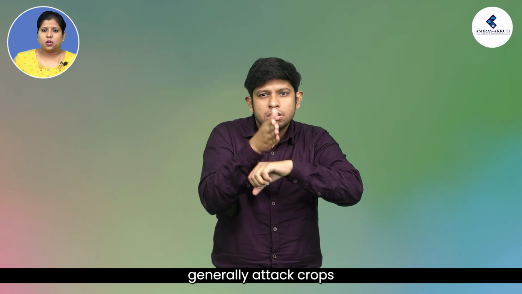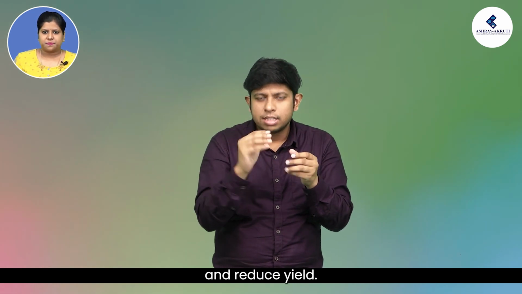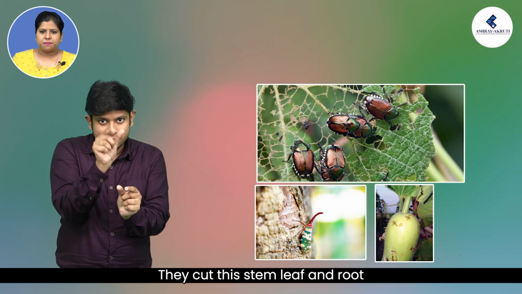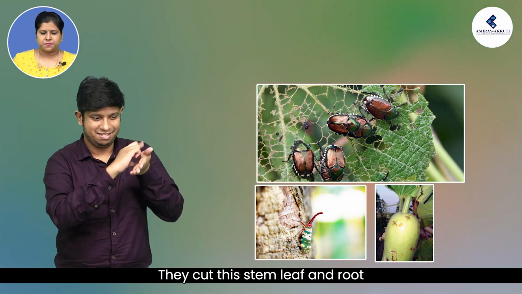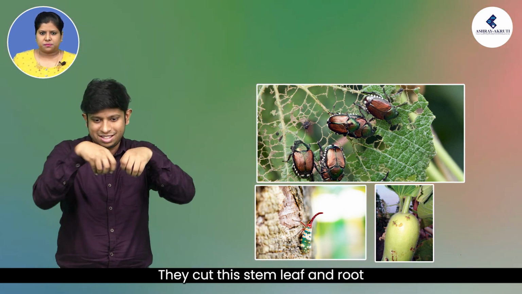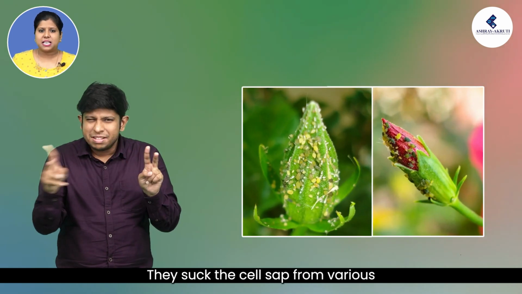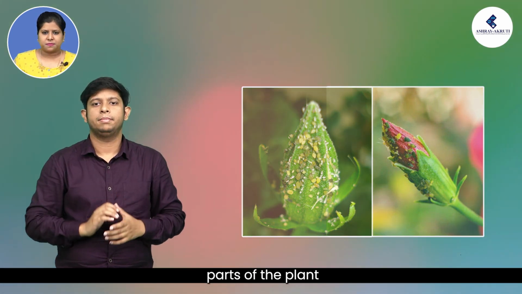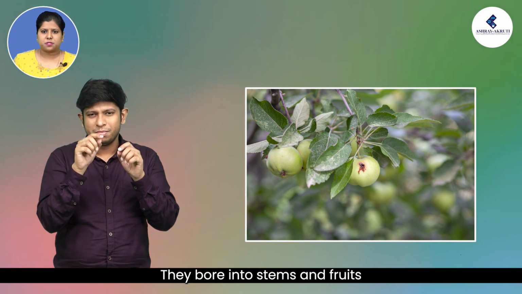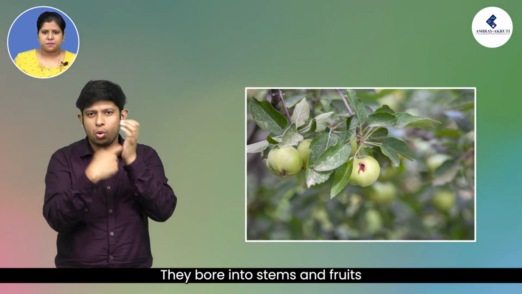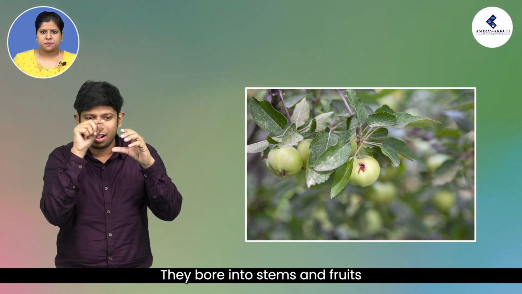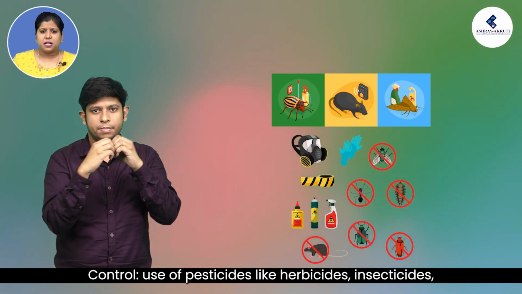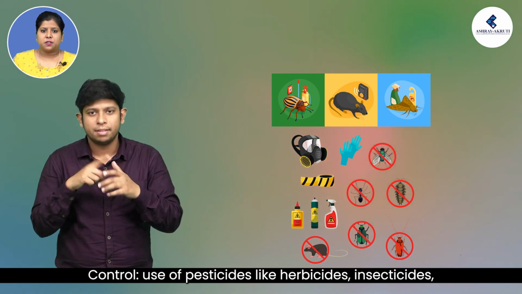Insects and pests generally attack crops and reduce yield. This happens in 3 ways. They cut the stem, leaf and root. They suck the cell sap from various parts of the plant. They bore into stems and fruits. Control: use of pesticides like herbicides, insecticides, fungicides.